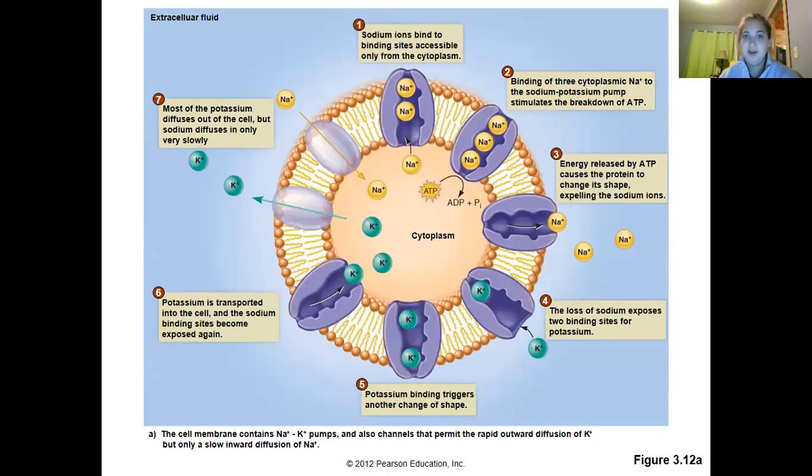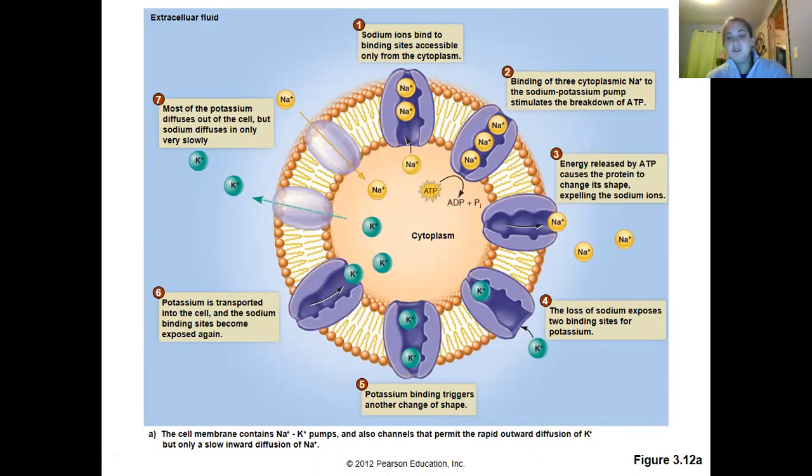So here's a picture of it happening. Again, you're starting with step 1 here, and the sodium ions are going to bind into that binding site, and only from the cytoplasm. The binding site takes 3 cytoplasmic sodiums on the sodium potassium pump, and it's going to stimulate the breakdown of ATP. It's going to then release that ATP, causing the protein to change its shape, expelling the sodium ions. It's not going to release them until that protein changes its shape, and then it's going to release them.